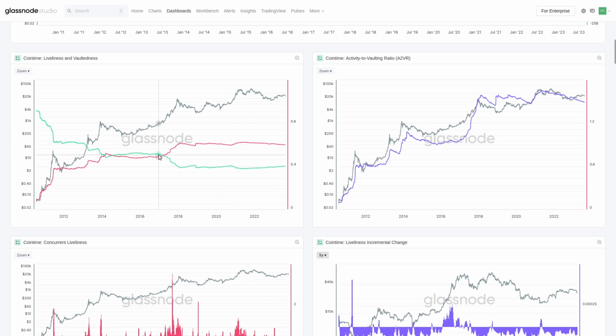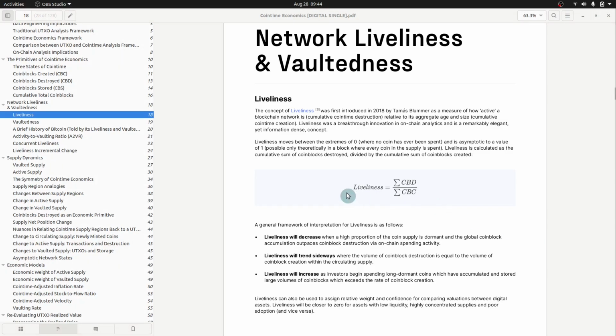So liveliness is just taking the ratio between cumulative, all of the coin block destruction that's ever happened, and all of the coin block creation that's ever happened. Let me just quickly pull up the report. And here we can see that we have liveliness, all-time coin block destruction, cumulative, and all-time destruction over creation. So you're basically looking at a ratio of how much of the whole network, that health bar concept. Up the top is the red, down the bottom is the purple, and you're left with how much of the network has been spent.